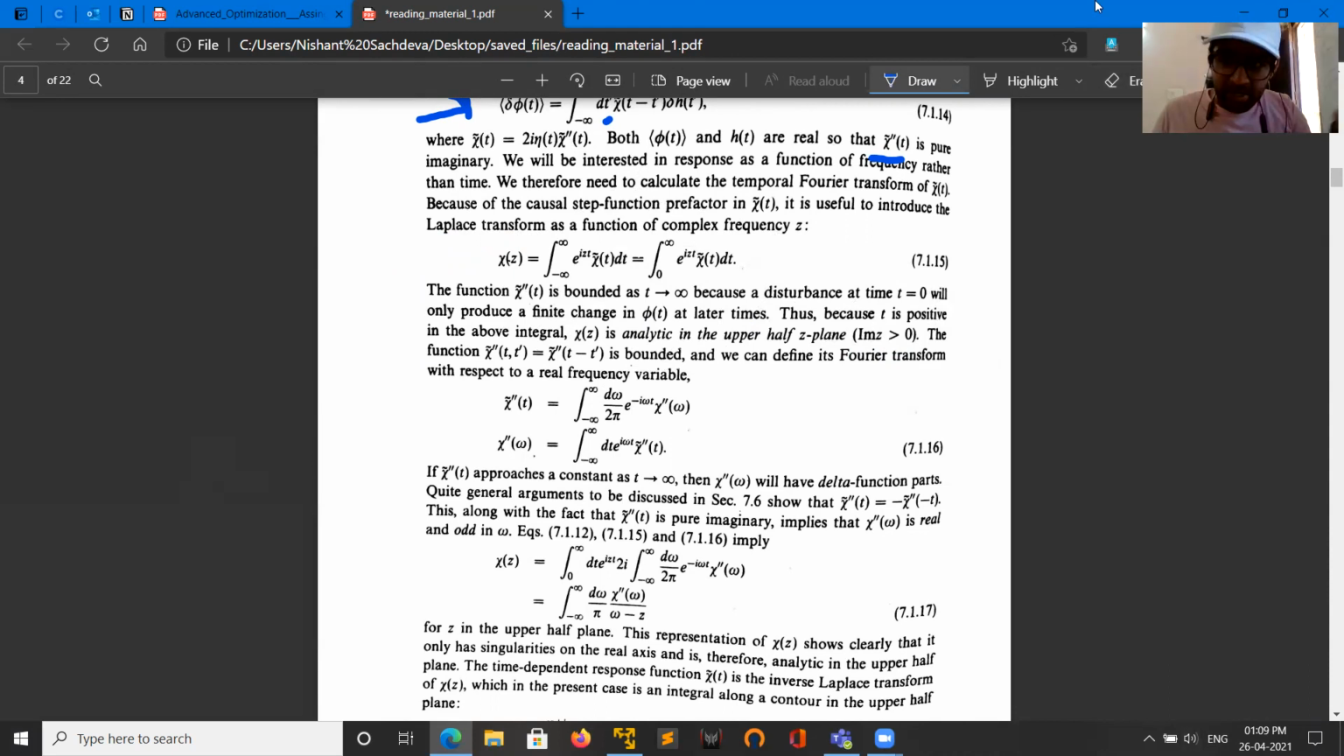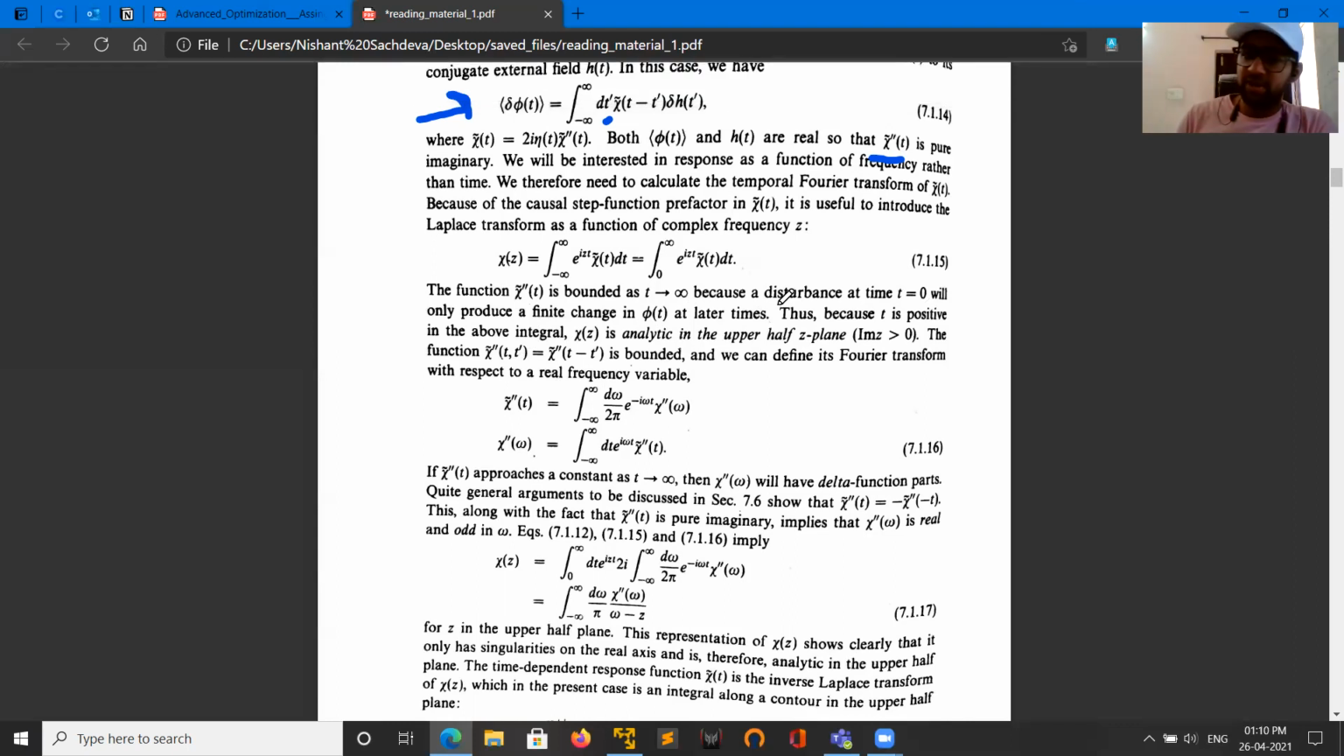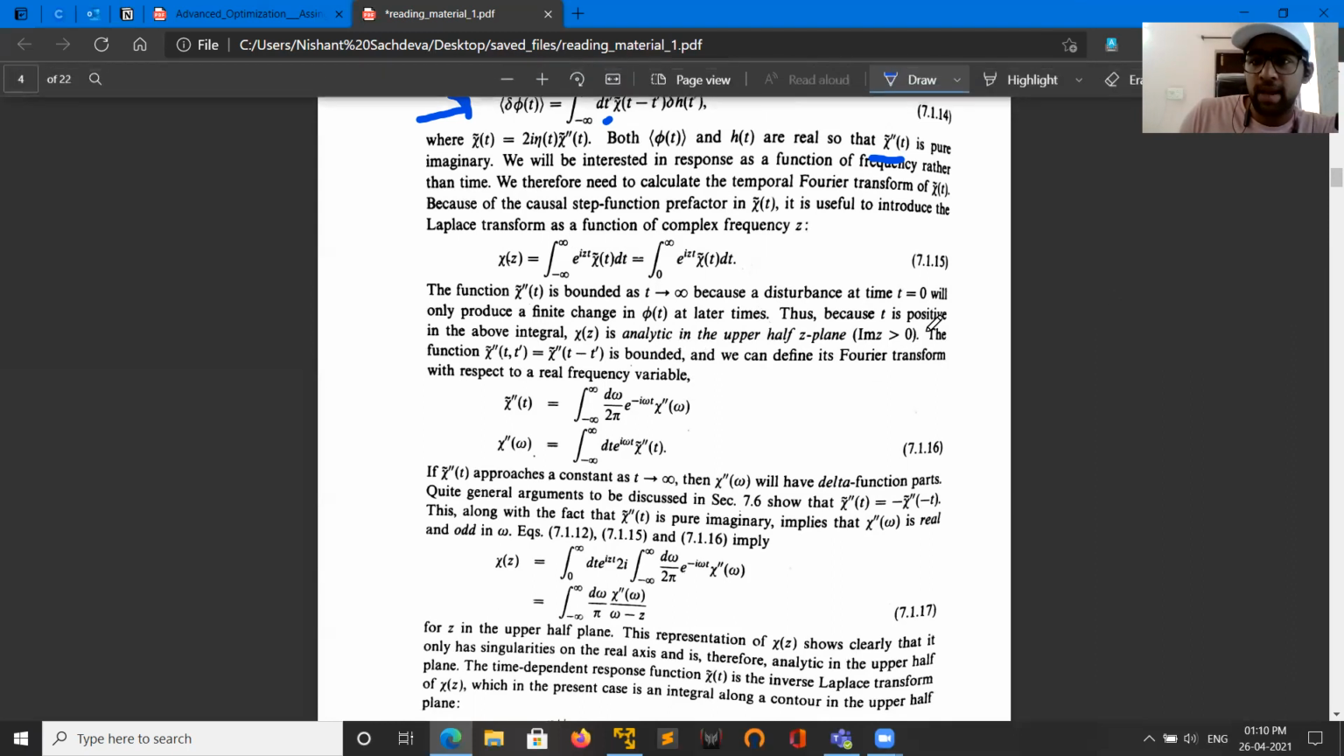I'll repeat it for comfort. The function x double dash of t is bounded as t tends to infinity because a disturbance at time t equals 0 can only produce a finite change at later times in the function phi of t. So we see that because t was positive in the above integral, x of z is analytic in the upper half z plane. The z plane basically is this, so the imaginary part of z is greater than 0. It cannot go down.